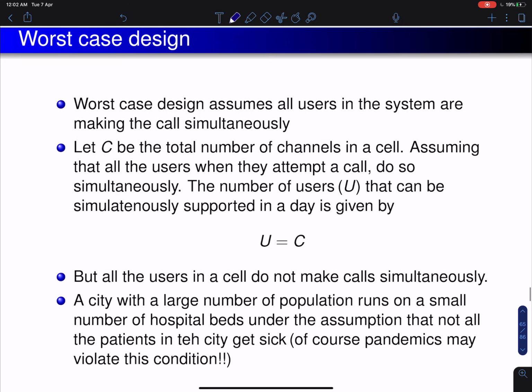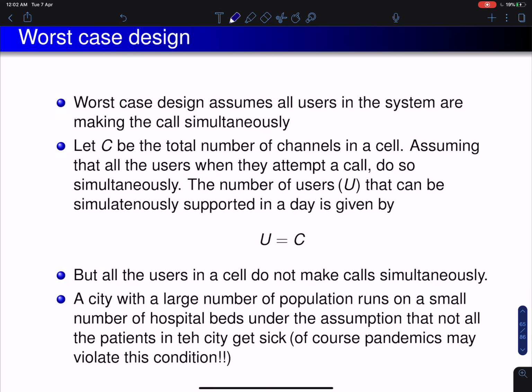So now the simplest problem: let's start with the worst case design. Worst case design assumes that every user in a cellular system is going to make a call simultaneously, and the calls will be made all the time. In that case, the number of users I can support will be exactly equal to the number of channels available. But this doesn't make any sense at all. You can never have a system where all the users will be simultaneously using it.